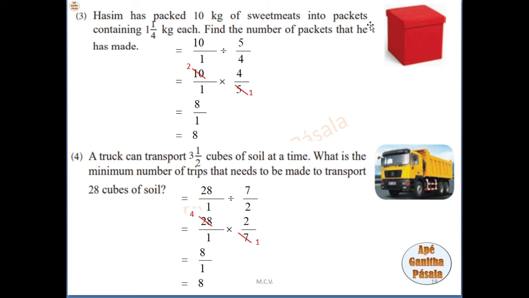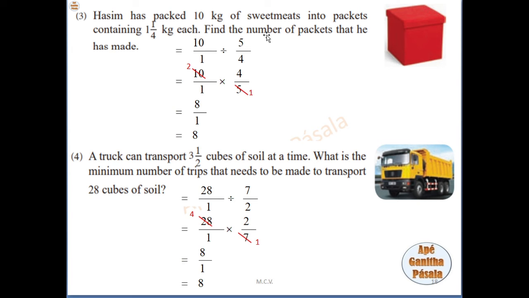Here think, in this box there are 10 kilograms of sweetmeats. You want to put that into small packets. In one packet there are 1 and 1 over 4 kilograms of sweetmeats. So you have to think, using 10 kilograms, how many packets of 1 and 1/4 kilograms you can make. So you have to divide 10 by 1 and 1/4.